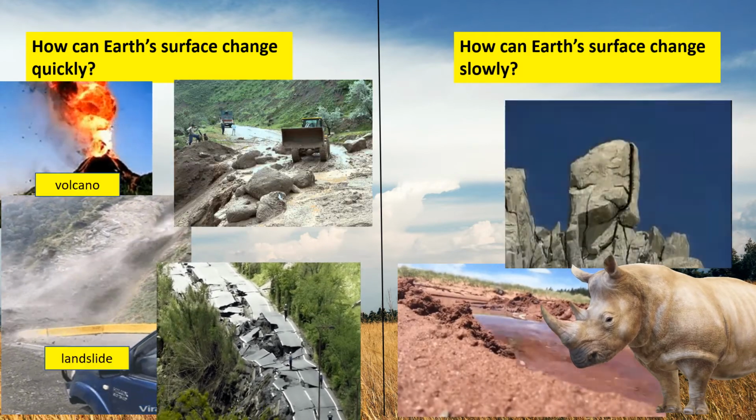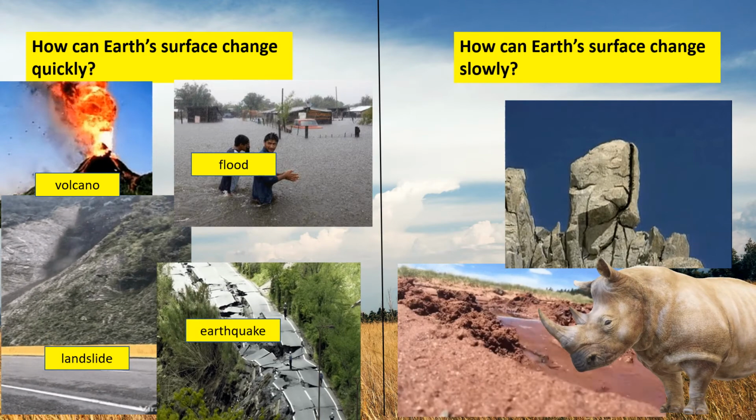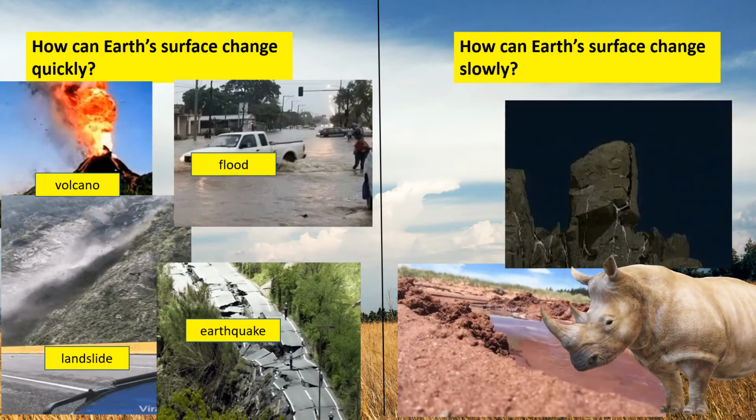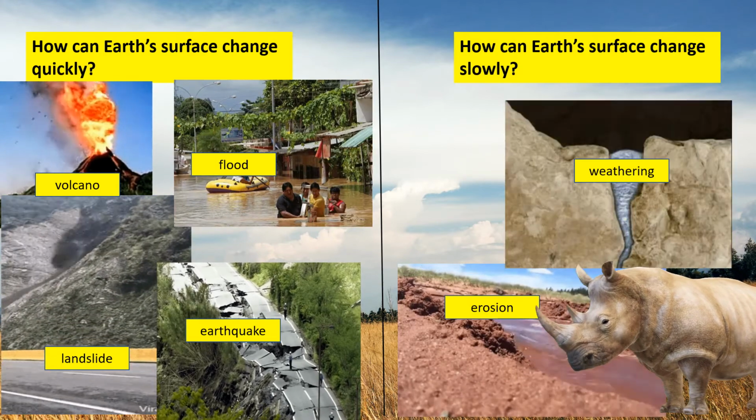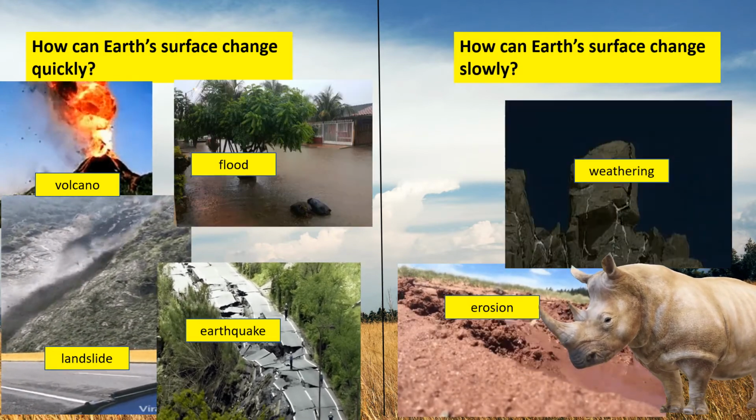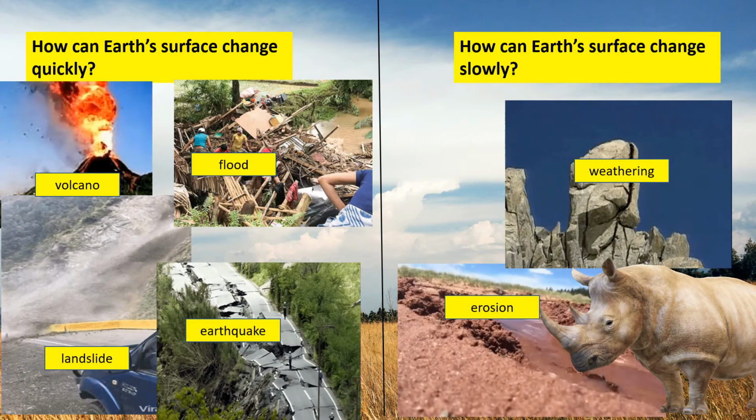Remember, volcano, landslide, flood, and earthquake can all change Earth's surface quickly. Weathering and erosion can change Earth's surface slowly. Hope you're getting all this right, kids.